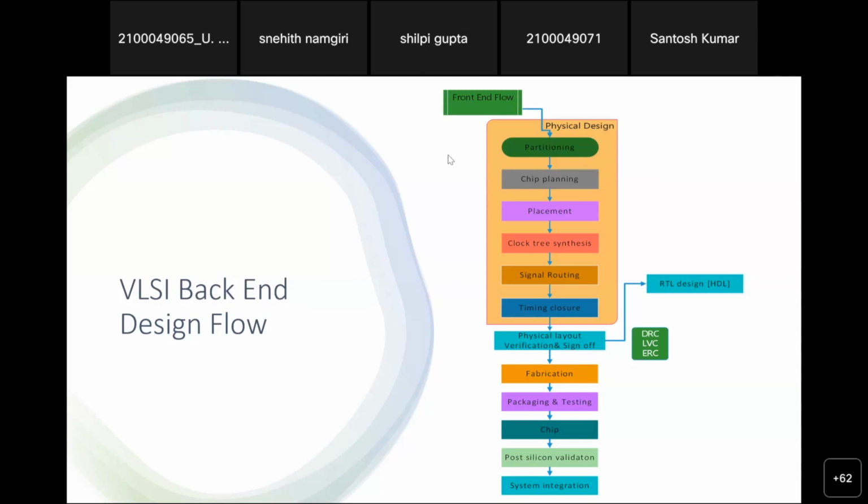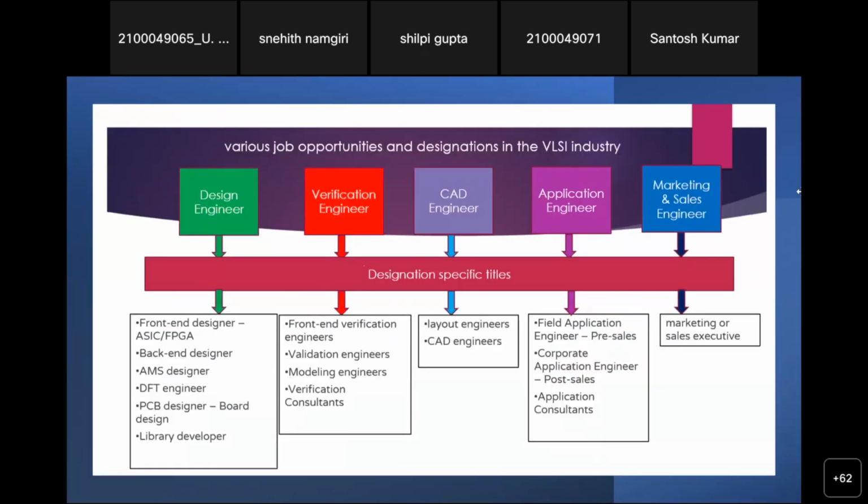I'll not go much further because I think I've covered pretty much everything. I already explained how the sectors are: design engineer, verification engineer. Once you enter, you will be called a front end designer, back end designer, AMS analog mixed signal designer, or design for testing engineer. Like that there are designations. There are also validation engineers and front end verification engineers. You can search with designations also if you want to check.